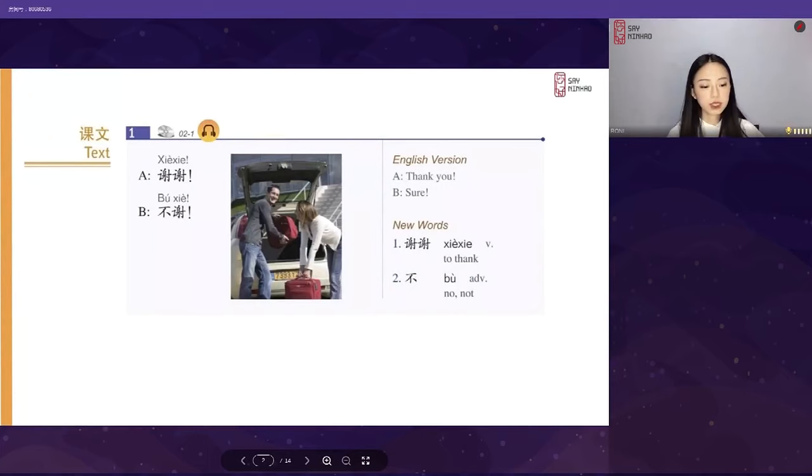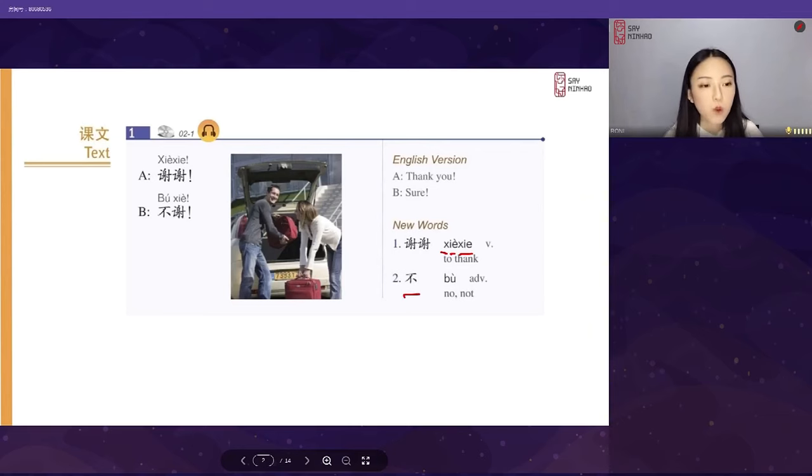So first, let's see the new words. First one is 谢谢. Read after me, please. 谢谢. The initial 谢, the final 耶, okay? And the second 谢 is the neutral tone. First one is fourth tone and second neutral tone, okay? 谢谢. It means to thank.